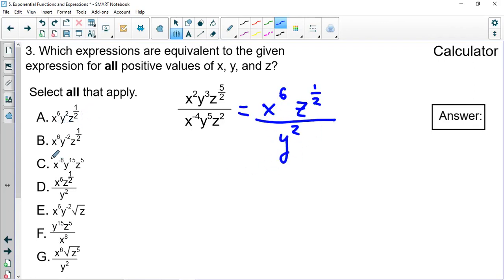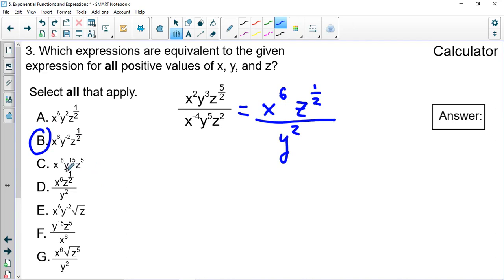Looking at B, it says x to the sixth, which is good. And then it says y to the negative second, which is the same thing as y squared in the denominator. So far, so good, times z to the 1/2. So yeah, this is exactly the same thing, because I could rewrite this y to the negative second as a y to the positive second in the denominator. That's how negative exponents work. So we found one answer.